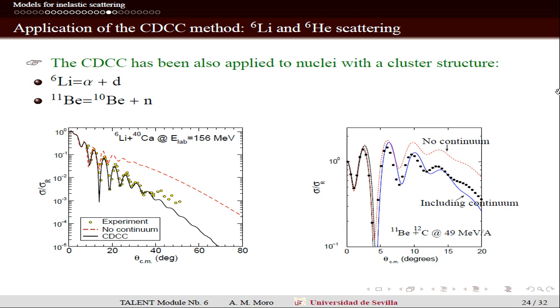These are applications. As we said, the cluster model is not only useful for the deuteron, but many systems can be modeled in some way or another in a cluster picture. Typical examples are lithium-6, described as alpha plus deuteron. This is an application of the method to lithium-6 on calcium-14, or beryllium-11, a halo nucleus, described as beryllium-10 plus a neutron. And this is an application to beryllium-11. I forgot to put the references here.